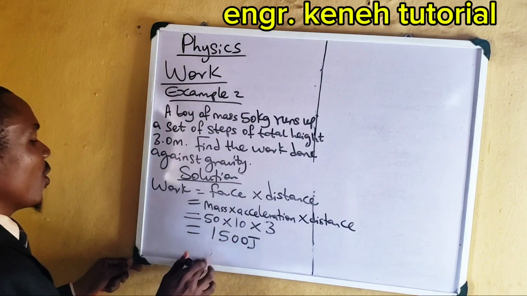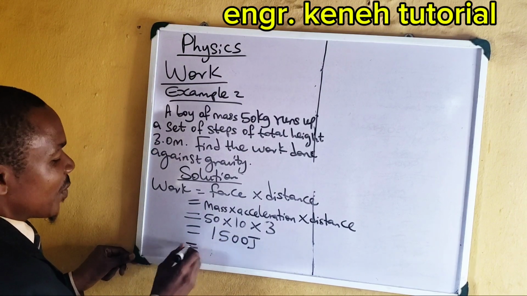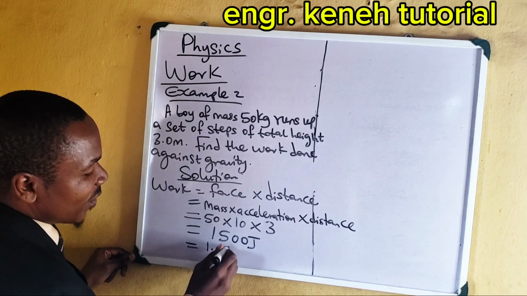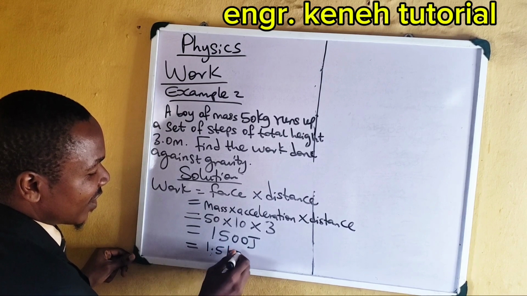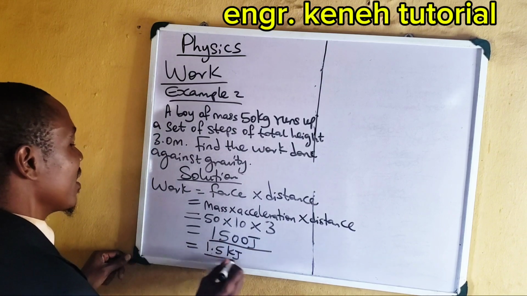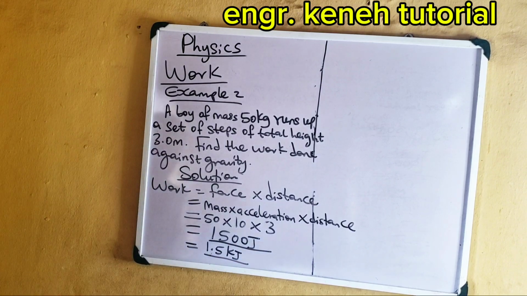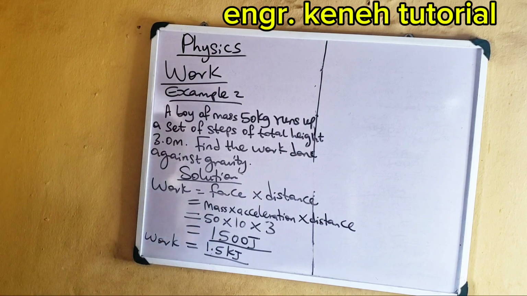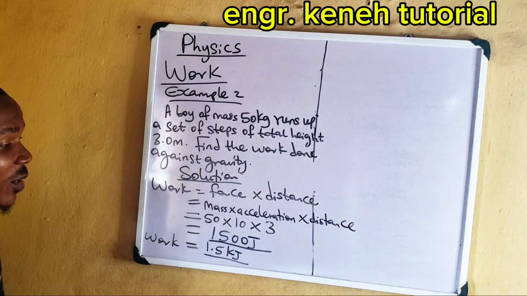1500 joules. If you don't want to write it like this, you express it in kilojoules by saying 1.5 kilojoules. Can you see that? So either like this or you have it like this. So we have work to be equal to this. So that is how it can be solved.